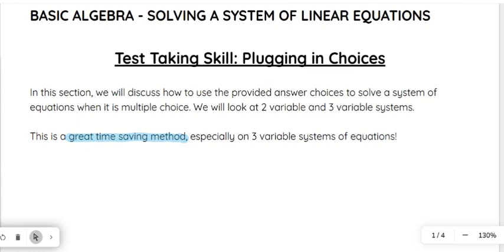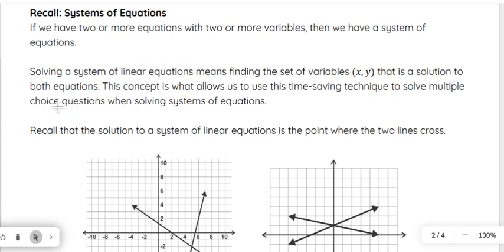If you are more confident with solving it by hand, then maybe you'll choose that method. But especially on a 3-variable system, this method is going to be very beneficial. So just a quick recall, if we have 2 or more equations with 2 or more variables, that's going to be a system of equations.